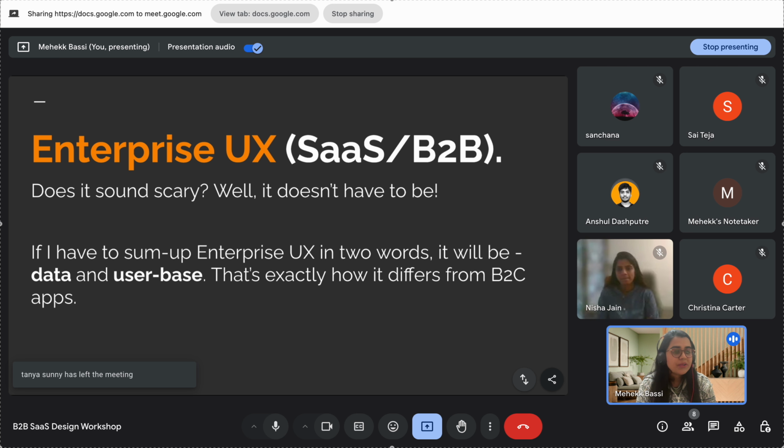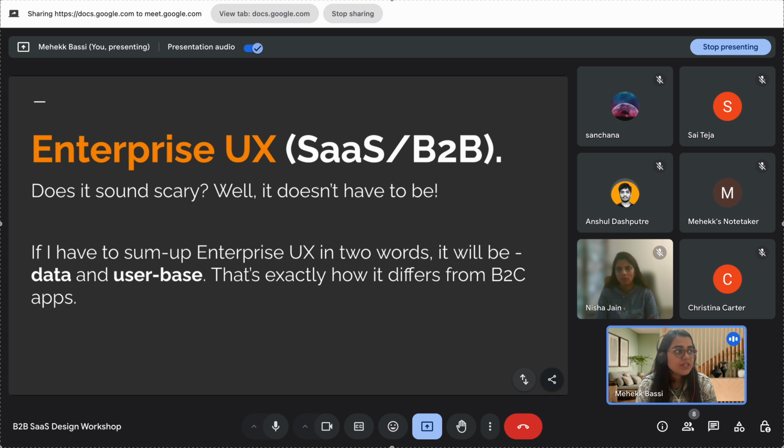So they are not the people who, like if you ask a housewife or a college student, maybe they will not be able to use a complex enterprise product because they need a proper onboarding flow. So these are people who undergo several days or weeks of training just to understand what functions the app can perform. So these are the users who have a basic knowledge of the app.